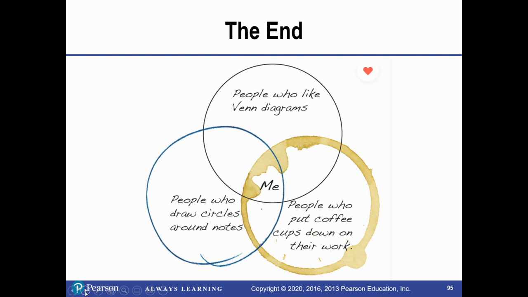I like this. Here we have a nice little joke, I suppose. People who like Venn diagrams, people who draw circles around notes, and people who put coffee cups down on their work, and me in the center.